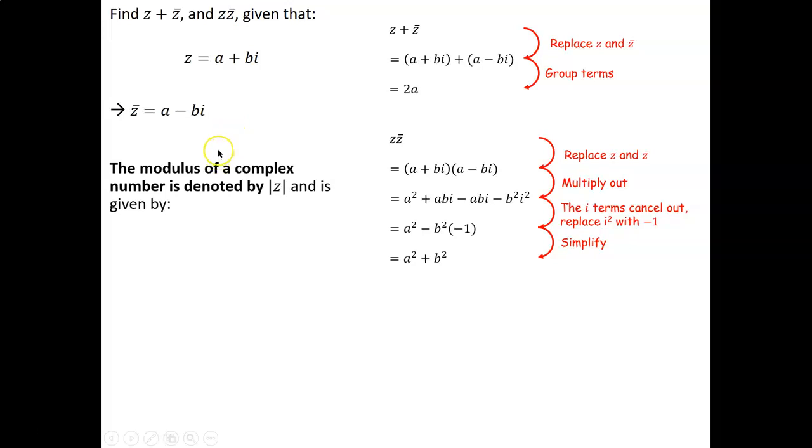Now, the modulus of a complex number is denoted by the absolute value of z and is given by the square root of a squared plus b squared. As we've shown, when this product of a complex number and its complex conjugate, the product of z and z bar is equal to the modulus of z squared. This is a useful result. Please, can you write down this whole section here as we have shown on the left?